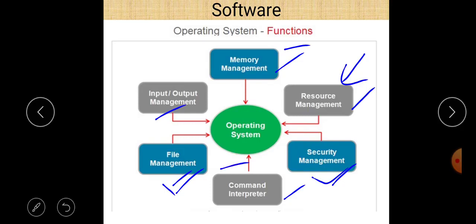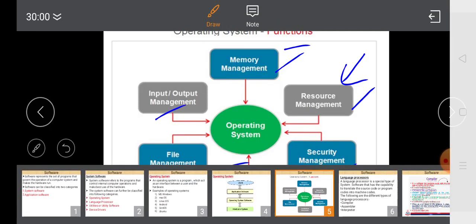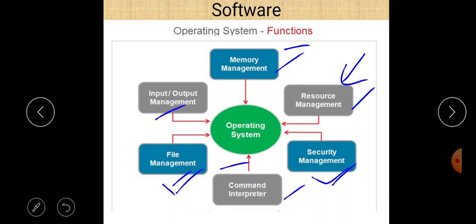And then command interpreter. Operating systems basically work as a command interpreter, which means converting low level language into human understandable language, and human understandable language into low level language, 0 1. So these are the different tasks or functions of an operating system. There are 6 basic functions of an operating system: memory management, resource management, security management, command interpreter, file management, and input output management.